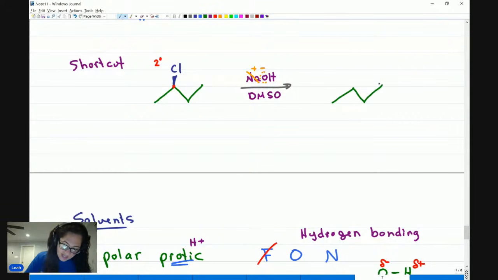Redraw your carbon skeleton as you see it without the leaving group. If you have stereochemistry, which we do, draw it with the opposite. So I have a wedge. I'm going to draw the opposite. That will be a dash. I will grab my nucleophile and attach it. And that is my mechanism-free SN2 product.